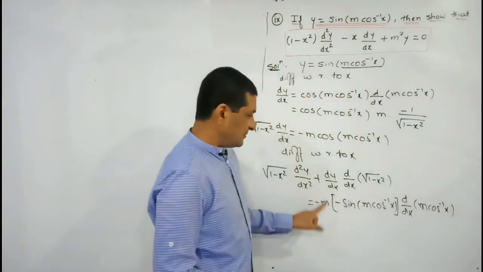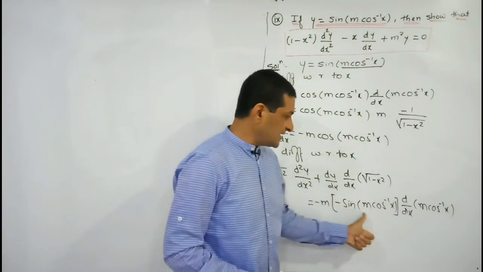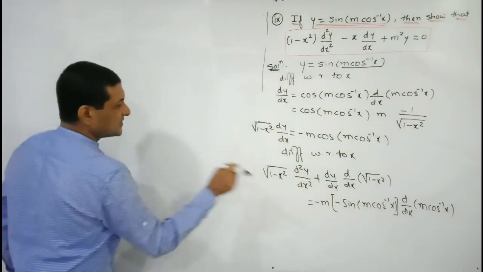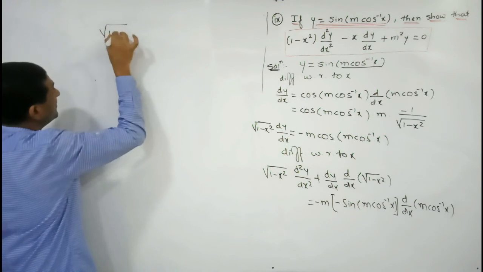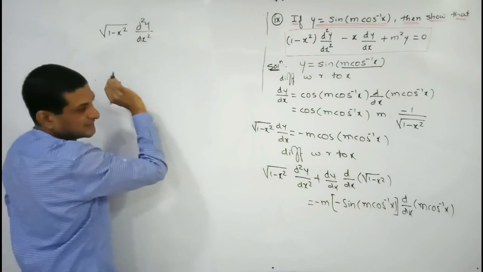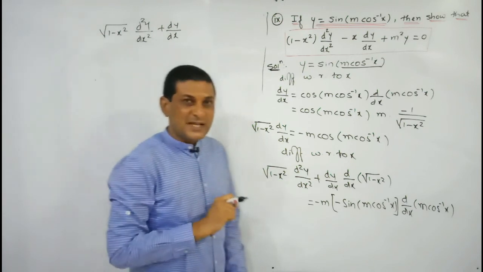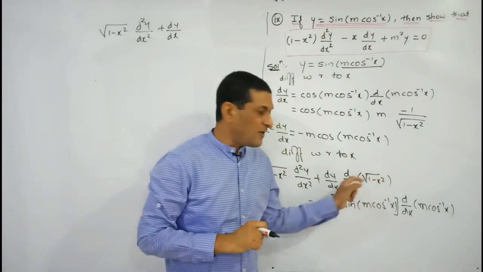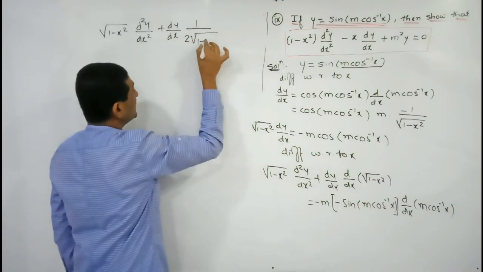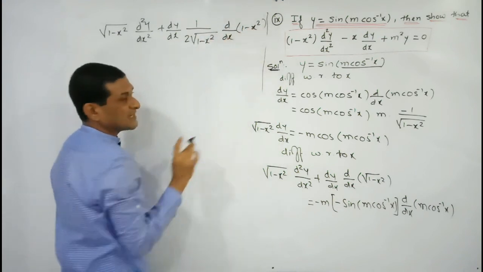Again observe, minus m is a constant term, keep it as it is. The function is in the form of cos f(x), so its differentiation is minus sin f(x) into the derivative of this f(x). Okay, so on this side keep the first term as it is, means which term? Under root 1 minus x square as it is, d²y/dx² also as it is, then plus dy/dx also as it is. Now here we can observe that this term is in the form of under root f(x). What is the derivative of under root f(x)? Its derivative is 1 upon 2 under root f(x). What is f(x)? 1 minus x square, into the derivative of f(x), that is the derivative of 1 minus x square, isn't it?